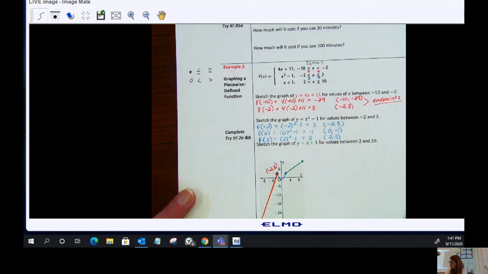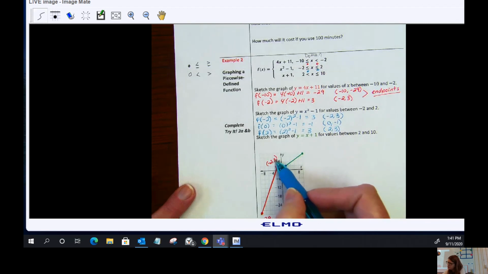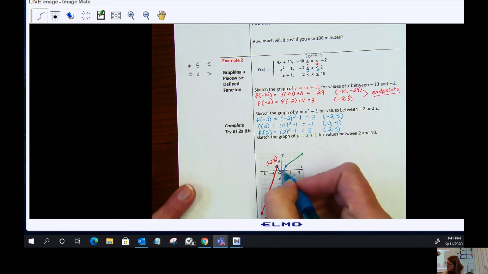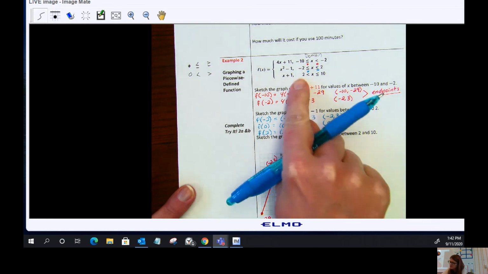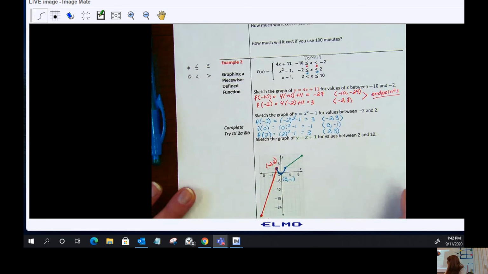And now if you come down here looking at the graph, here's our negative 2, 3. Here's my vertex at 0, negative 1. And then again, I've got that point at 2, 3, and it's filled in. And because I know that this is quadratic, it's going to be U-shaped, I just draw that in. And now let's go for that last piece. Let's take a look at where that comes from.